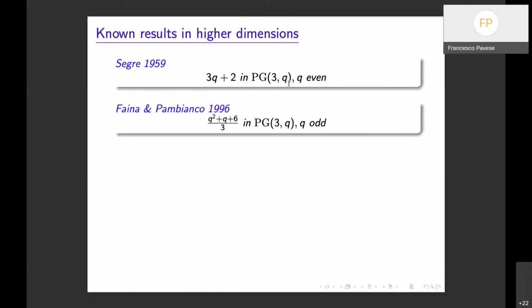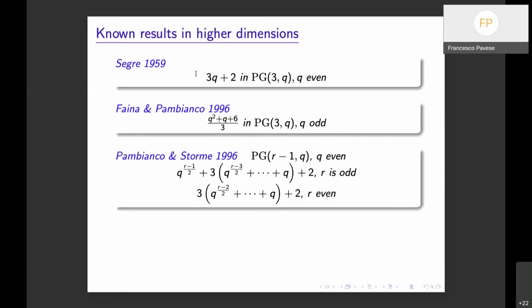let's mention that the analog problem in the odd characteristic case is still to be solved, since as far as I know, for general Q, the smallest known cap has size Q cube over 3 and was constructed by Faina and Pambianco.